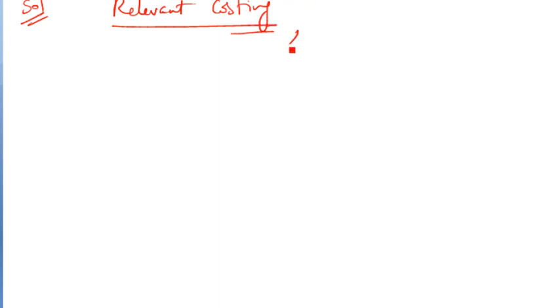So let's go to the solution. In order to solve this problem, you should know the concept of relevant costing. I haven't made any video on the concepts of relevant costing so far, but you should know this, as well as the concept of shutdown point. If you know both these concepts, then this problem should not be troublesome for you. Anyway, let's try to solve this.